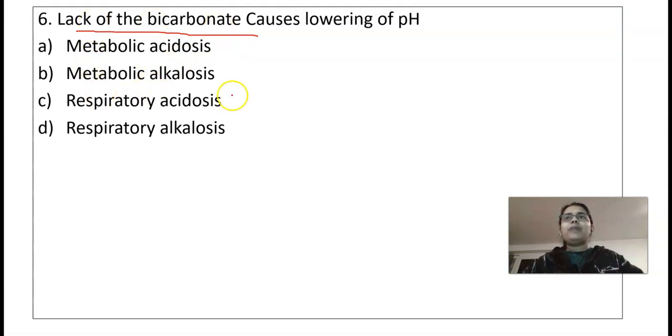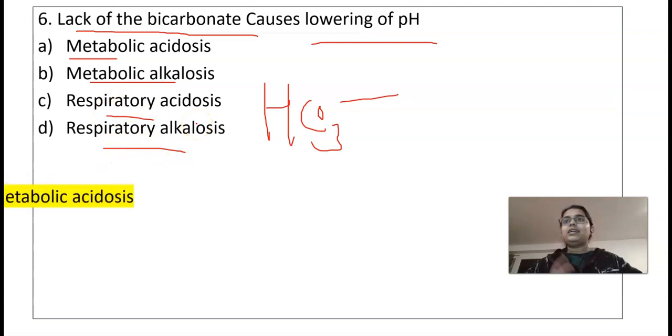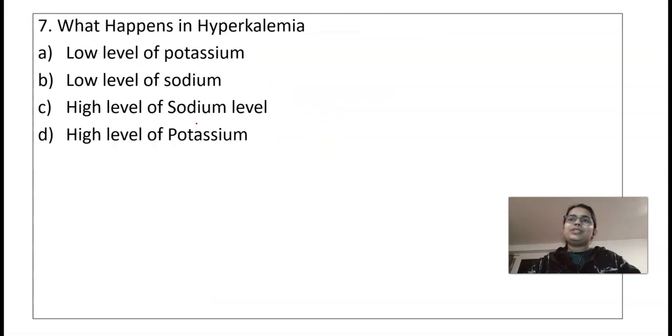Lack of bicarbonate. Bicarbonate means HCO3 minus, that is the bicarbonate ions. So if lack of bicarbonate ions is lowering the pH of our body, what is the condition? Metabolic acidosis, metabolic alkalosis, respiratory acidosis, or respiratory alkalosis, correct? So all these four terms you have to read nicely because they are a little confusing. So this condition is known as metabolic acidosis.